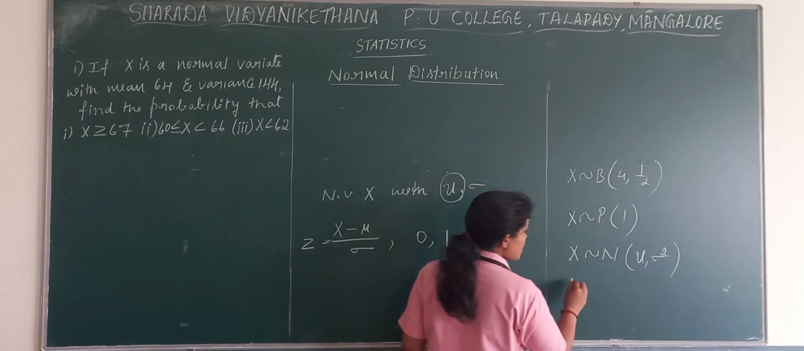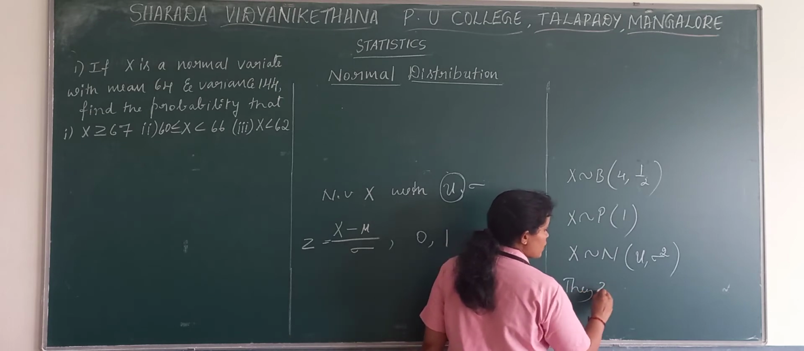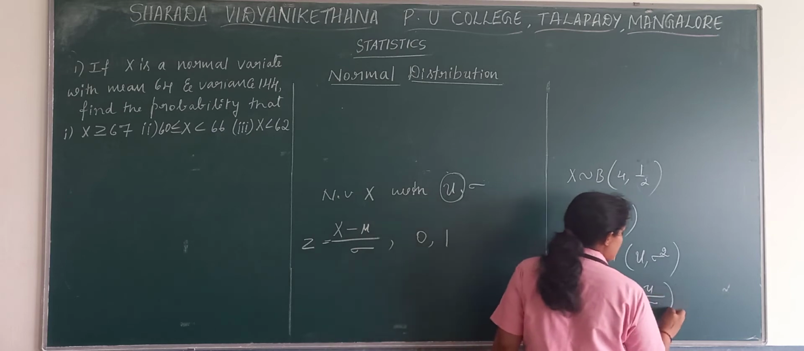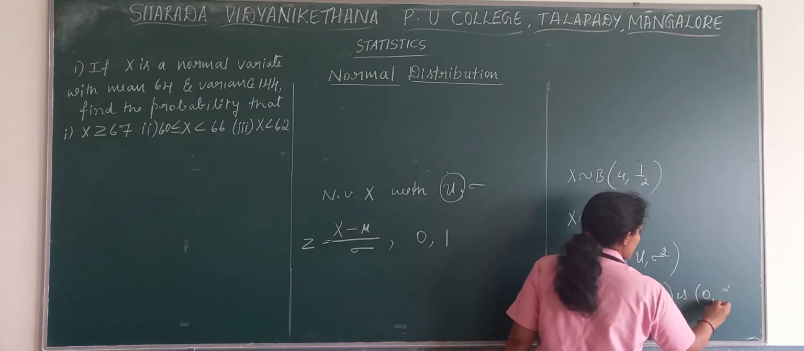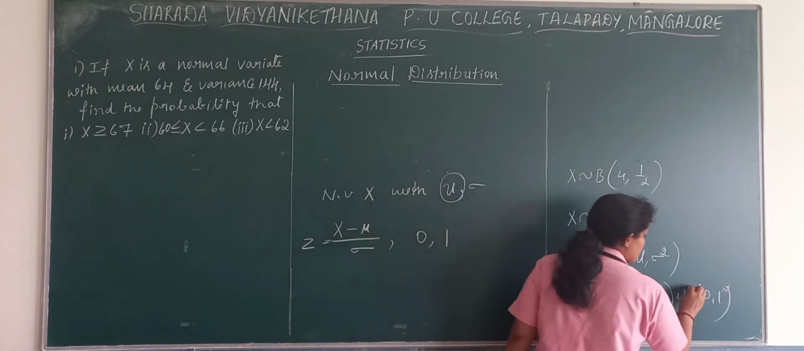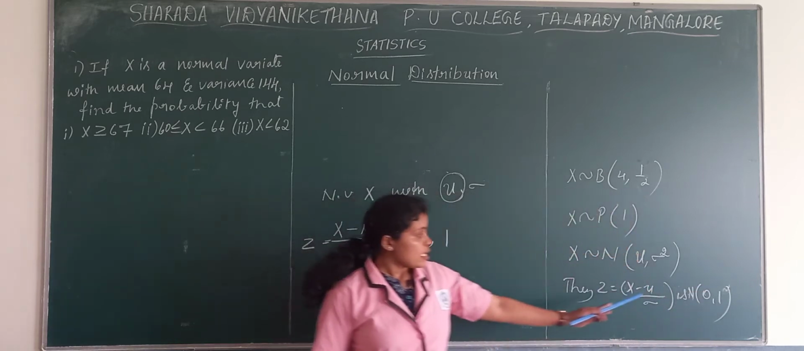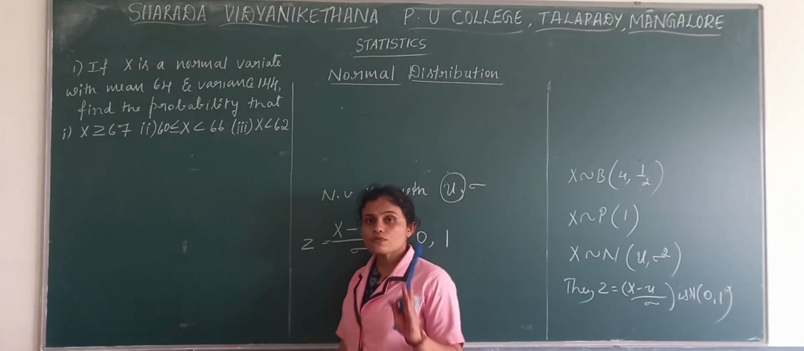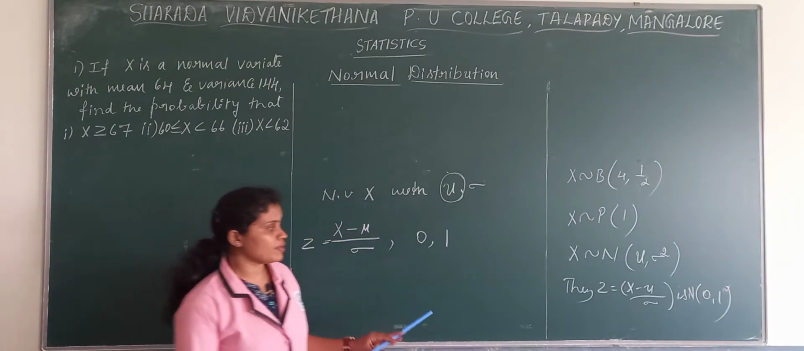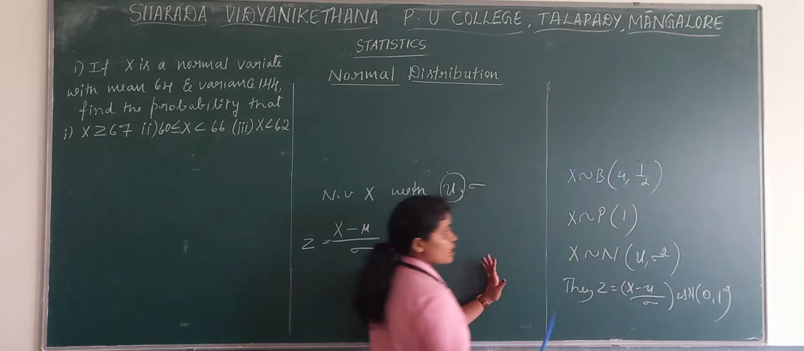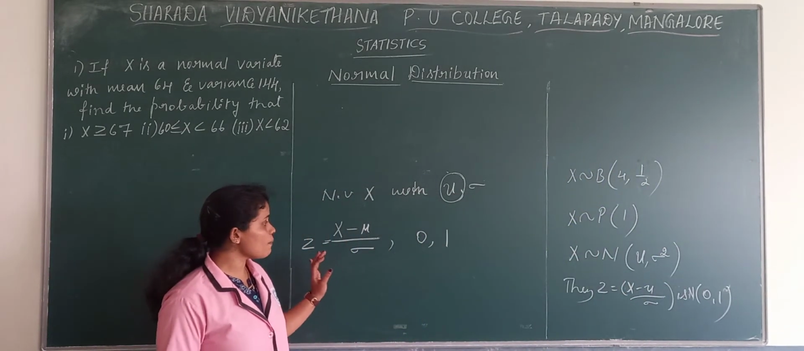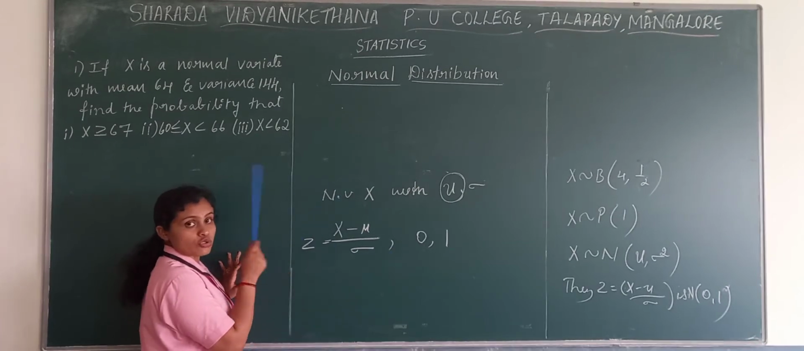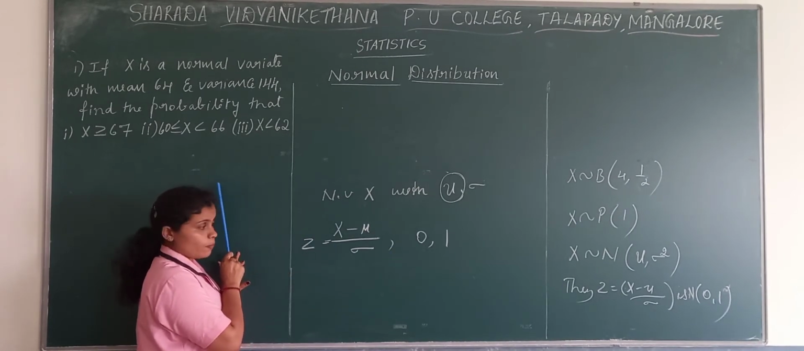Then we need to write the standard normal variate formula. Z is equal to x minus mu divided by standard deviation, and this is distributed as 0, 1. What is that 0, 1? 0 is the mean and 1 is the variance, the parameters of the standard normal distribution. You have to keep these things in mind, and this is the formula which we use in order to solve the normal distribution problem.